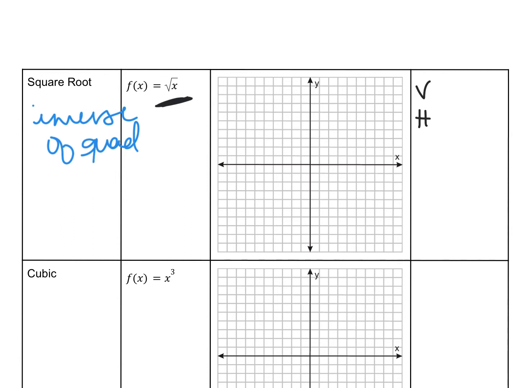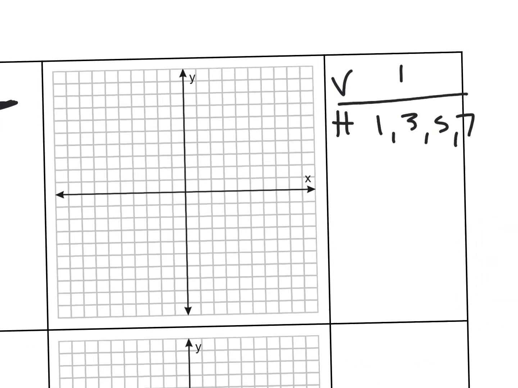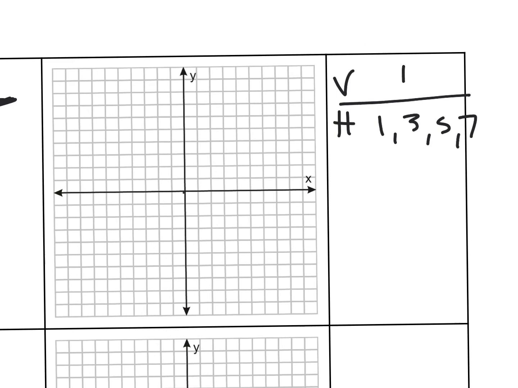We're still doing vertical over horizontal, but with square roots, it's 1 over 1, 3, 5, 7. So we are going to start here at the origin, just like we did before. Now we're going to go vertically 1, horizontally 1. But the next time we're going to go vertically 1, horizontally 3. And then vertically 1, horizontally 5.